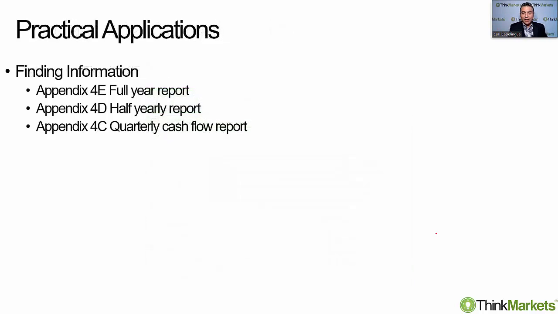Okay, where do we find this information from? Well, these are the key documents we need to be able to locate for each company that we're going to do our fundamental analysis on. The Appendix 4Es, which is the company's full year reports, the Appendix 4Ds, which are the half year reports, and in some cases, even the Appendix 4Cs, which are quarterly cash flow reports.